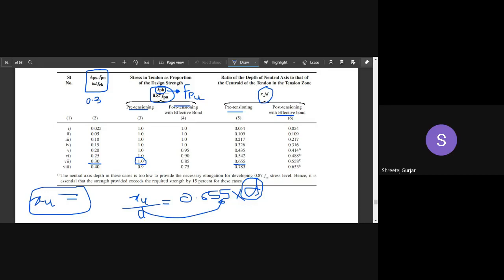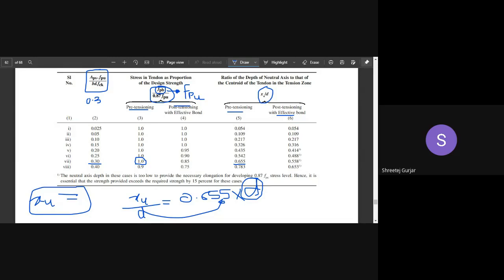So this is regarding your first type, that is for a rectangular section, or when your neutral axis is within your flange. Now the next case is when your neutral axis is in your web, or lies below the flange. We have taken a T-beam, and you can see the neutral axis is in the web, below the flange.